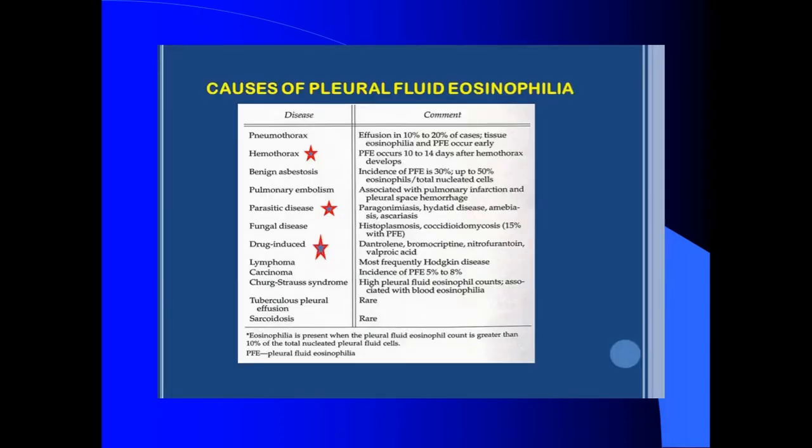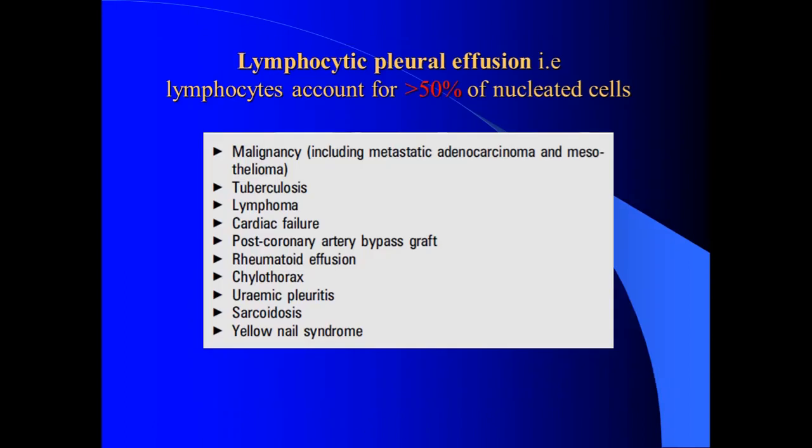If the patient has an eosinophilic pleural effusion, you can think about hemothorax, pneumothorax, parasitic infection, fungal disease, or drug-induced causes. In a lymphocytic pleural effusion, with more than 50% nucleated cells being lymphocytes, you can think about malignancy, TB, lymphoma, and to a lesser extent sarcoidosis.